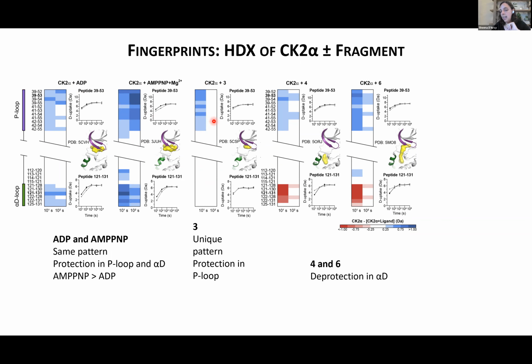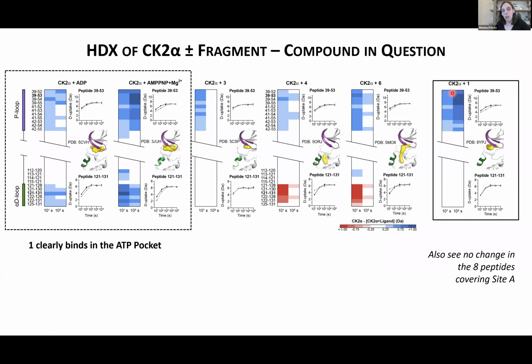So the big question was, what happened when we add the molecule of interest? So these are the data with the molecule of interest here. And I think it's very, very clear that the pattern we see here really corresponds almost exactly to what we see with our ATP analogs, really indicating that this molecule does bind in the ATP pocket and is most likely to be a competitive inhibitor.